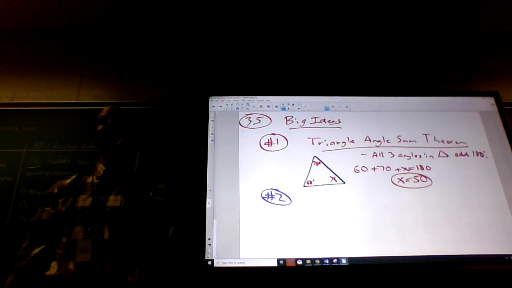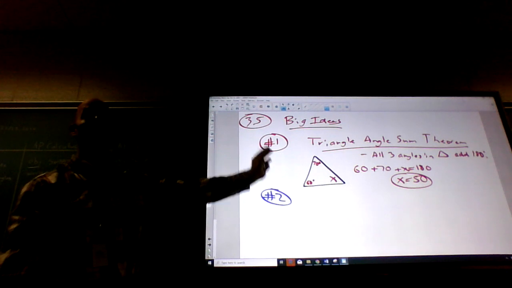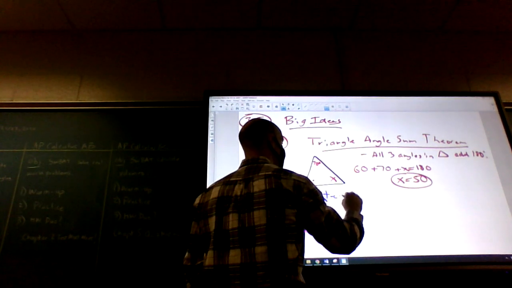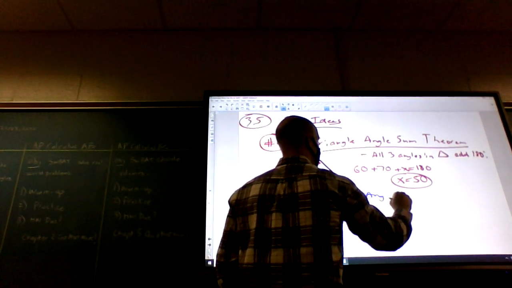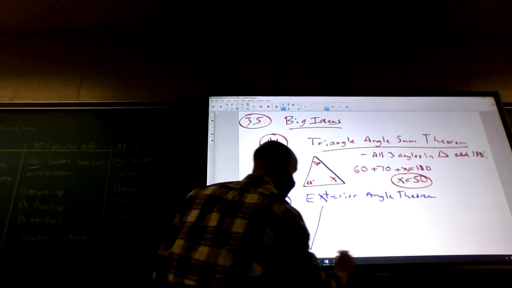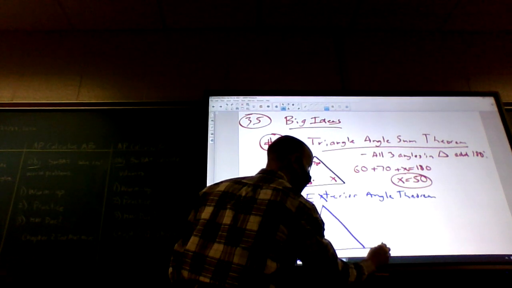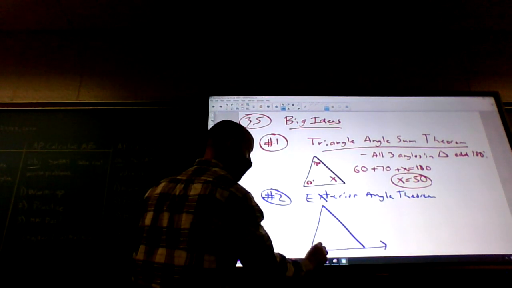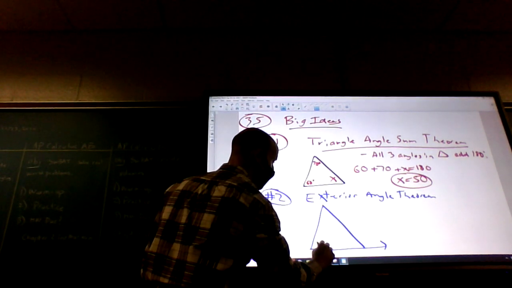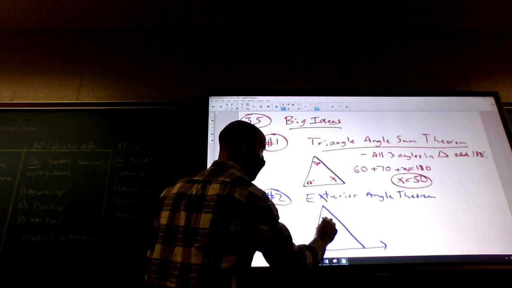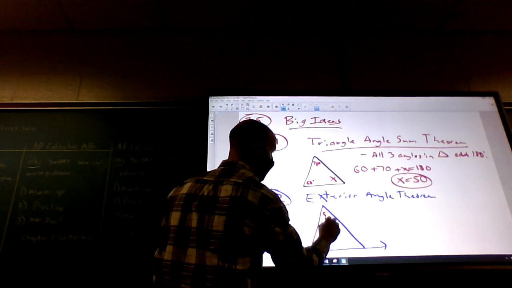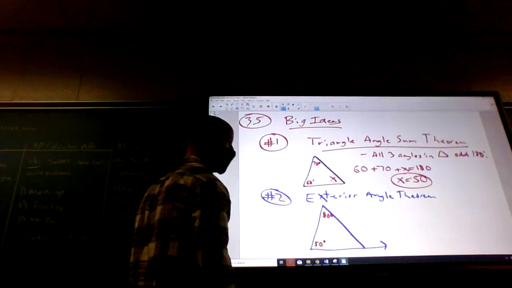Okay, so there's two big ideas. Number one is the triangle angle sum theorem. The second one is called the exterior angle theorem. And first of all, let's talk about what an exterior angle is. Let's do it in red again. Let's say that this is 50. And then let's say that this is, well, it can't be 50 again. Let's make this 80.